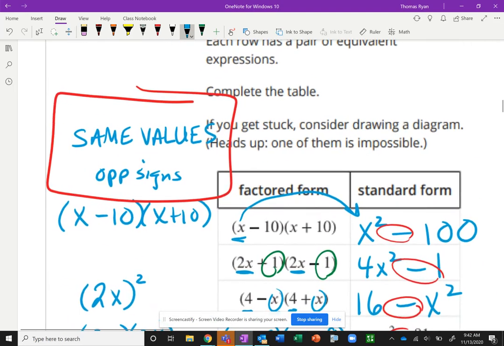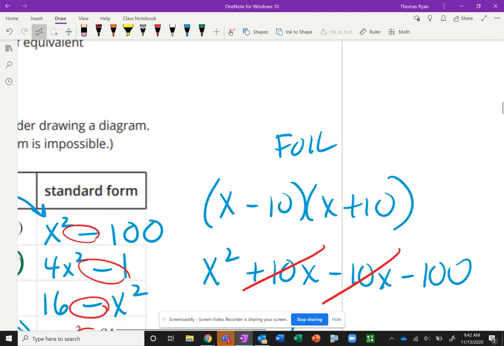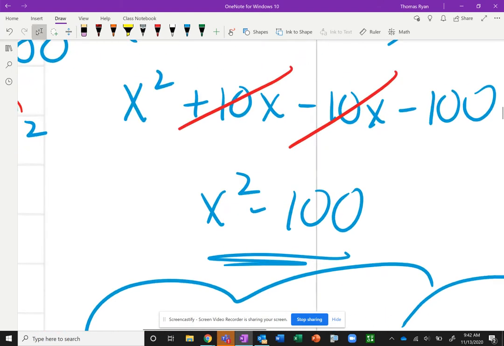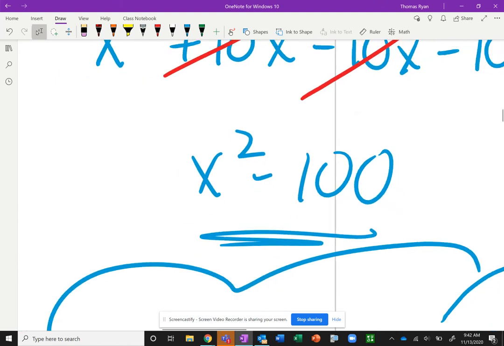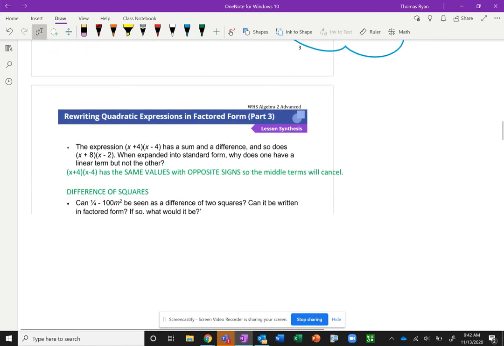Remember, same values in the binomials, opposite signs, leads to a missing b term in our quadratic. Okay. Let's roll. Here we go.